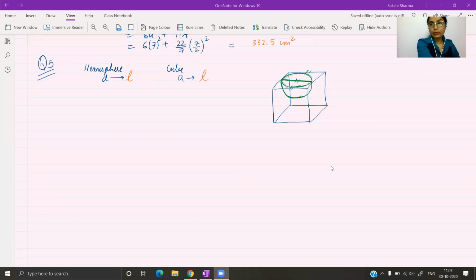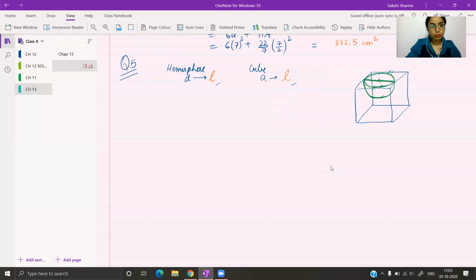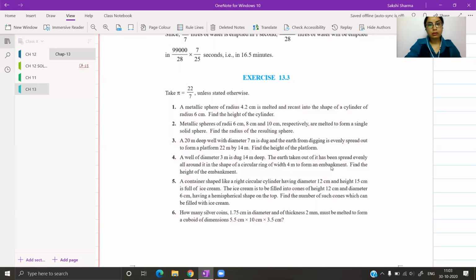This is the question we were doing yesterday. We had discussed how the figure will be formed, and we are given that the diameter of the hemispherical depression, which is carved out of this cubical box, is equal to the edge of the cube, and both are to be represented by L. The variable L is given in the question itself, so you don't have to worry about that.